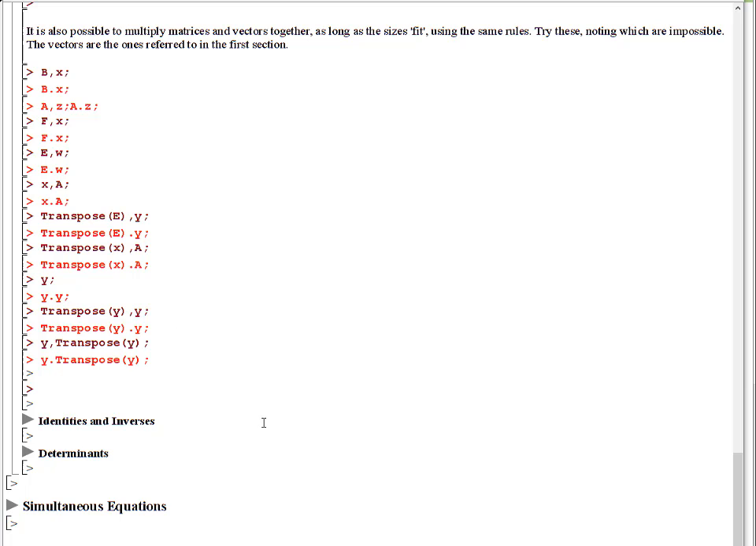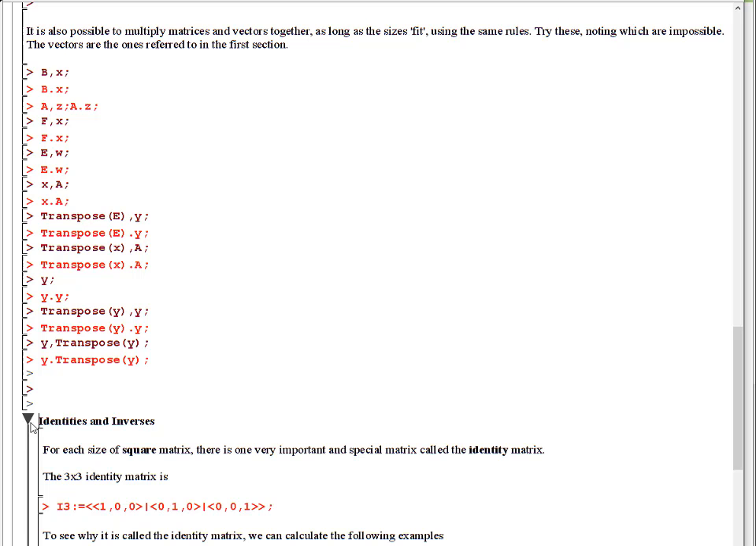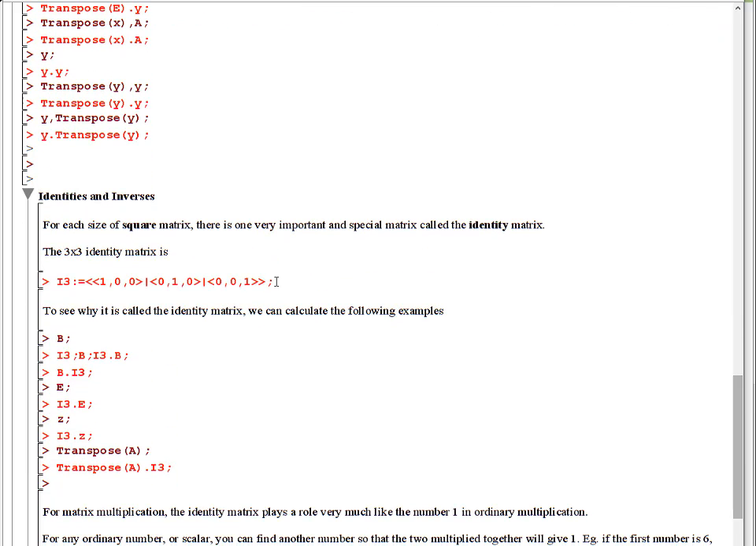Now we move on to 3 related concepts which are very useful when working with matrices. That's the identity matrix, inverse matrices, and the determinants of a matrix. So first of all, we look at identities, and for any size of square matrix, there's just one very important matrix called the identity matrix. And it only works for square matrices.